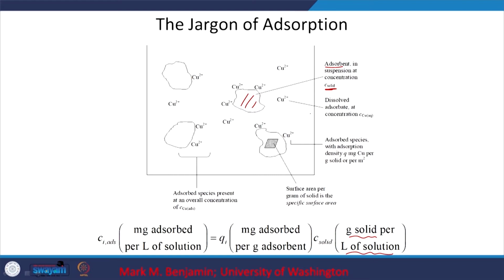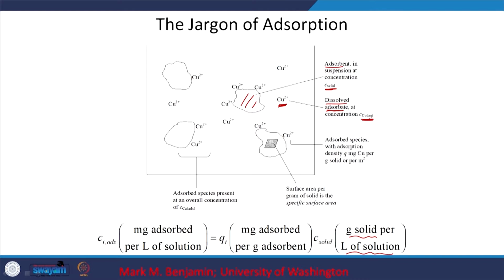And what is it trying to remove? It is trying to remove my particular compound of interest. Here we are using the general aspect, but granular activated carbon is not used for removing metals. We are looking at the general figure to understand the different terms and the kinds of units. So, dissolved adsorbate, the compound which is dissolved, the adsorbate which I want to remove, is present at Ce, I guess.